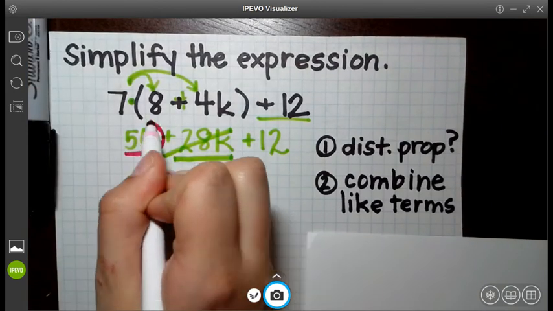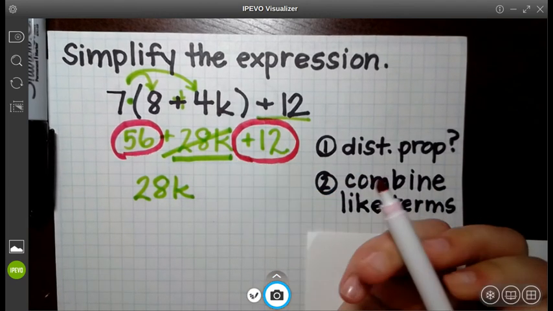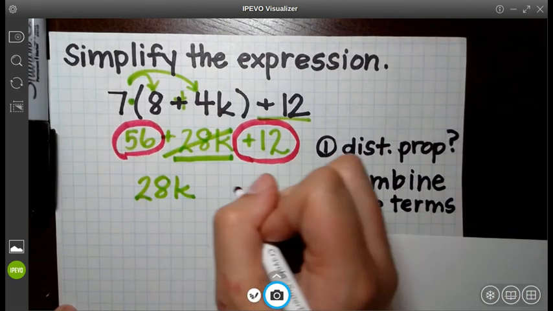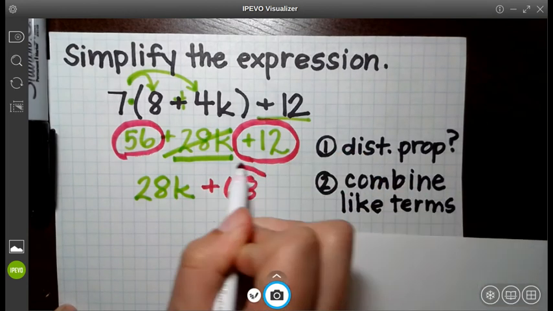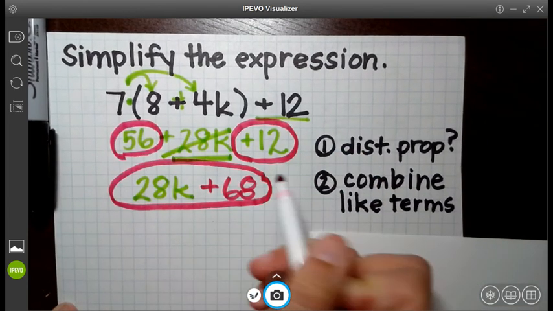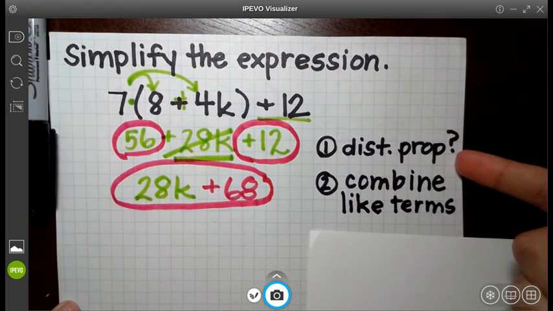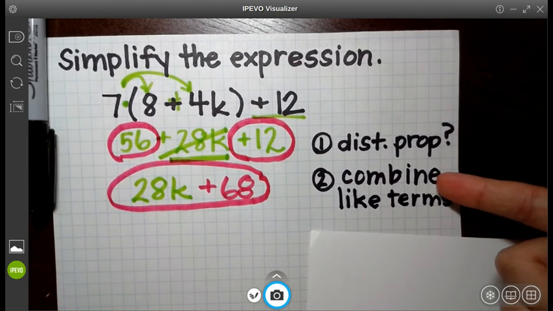So I see 56, and I also see 12. Remember, the sign goes with the number. 56 plus 12 is going to be 68. And here's my answer. This is this expression simplified. The steps: I look. Do you see distributive property? Yes or no? And then combine the like terms.